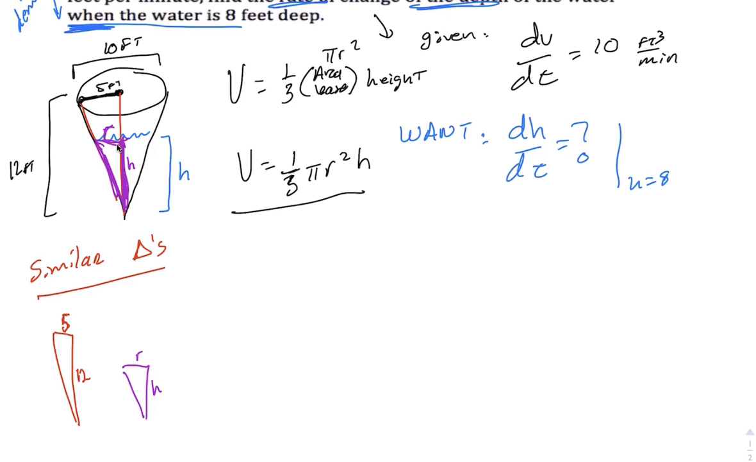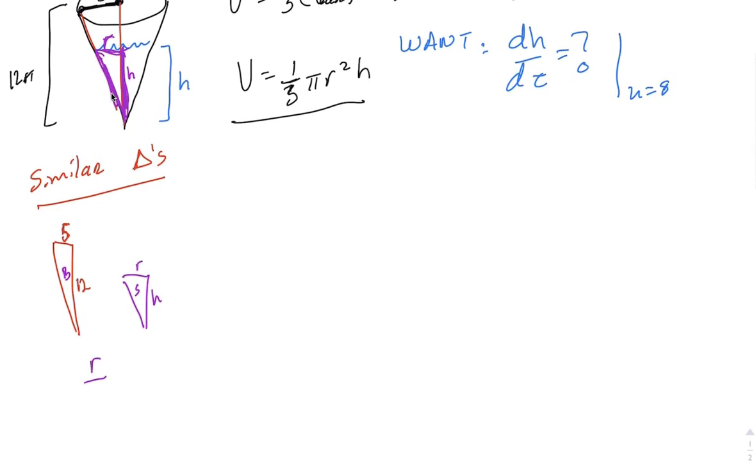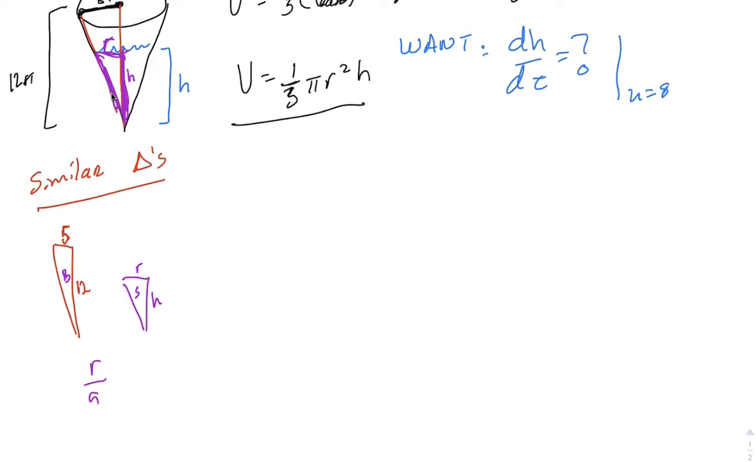And these are similar triangles. They share an angle, they share the sides, similar triangles. So we have to set the proportion, right? I always like to do small over big. So I'm going to do r over 5 equals h over 12.